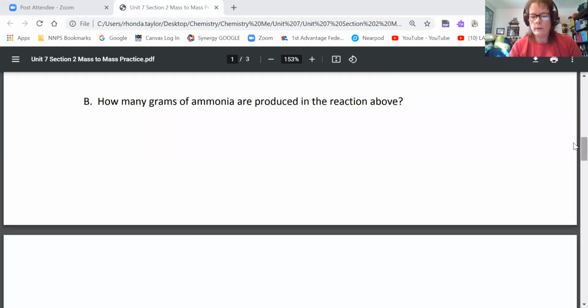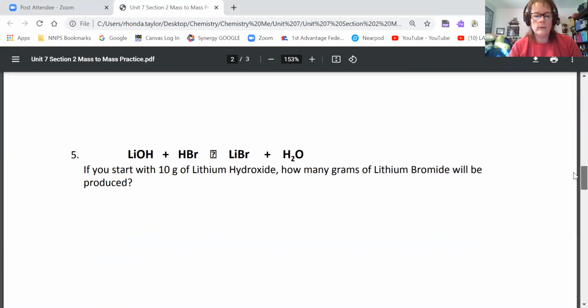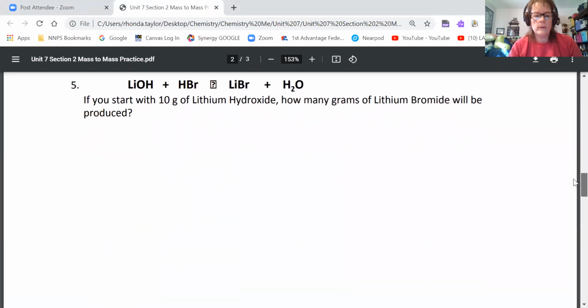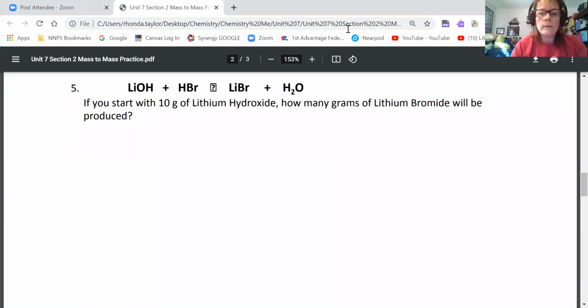Moving on to the next. Again, I don't understand why these things don't transfer over the arrows the way they're supposed to when we download to Google Docs. So that's supposed to be an arrow. All right. So again, as I said in our tip sheet, underline what you're working with. We got lithium hydroxide, which is here. Lithium bromide, which is here. All right, we've got 10 grams of lithium hydroxide.